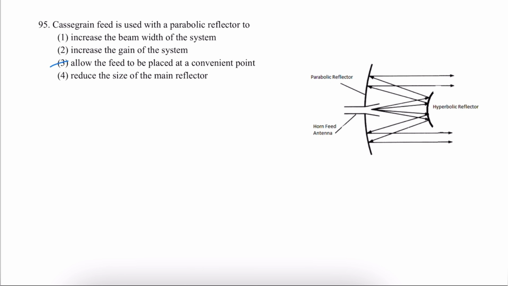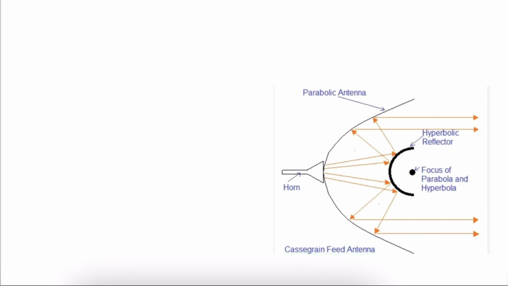Next question. So the Cassegrain feed system is given here. The primary feed radiator is a horn antenna, and then the parabolic reflector is given, and the hyperbolic reflector is given. This hyperbolic reflector is placed at a point where the focus of the primary reflector and secondary reflector coincides. The disadvantage is that some of the radiation coming from the parabolic reflector is blocked by the secondary antenna, that is the hyperbolic reflector.